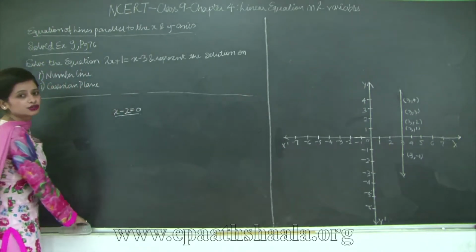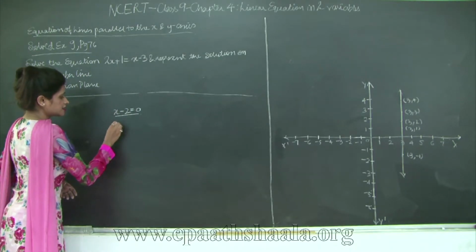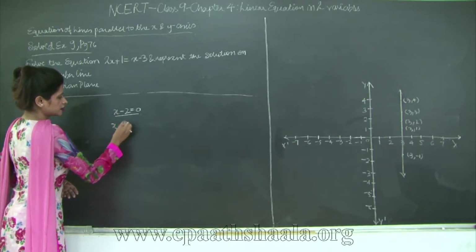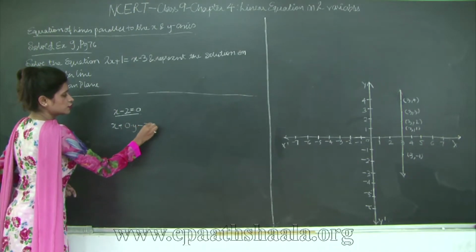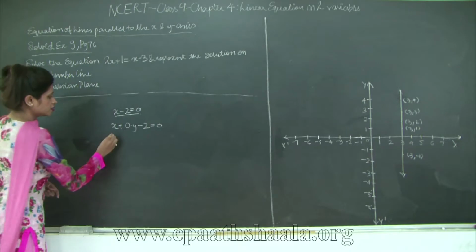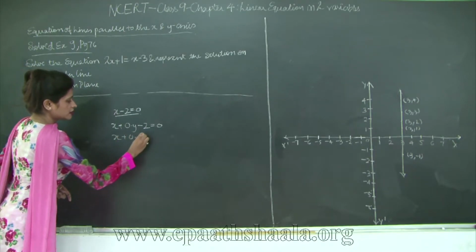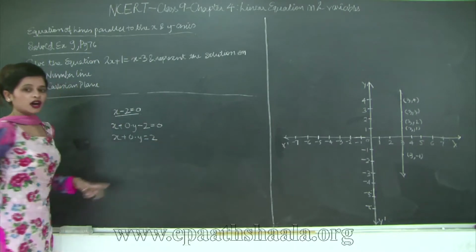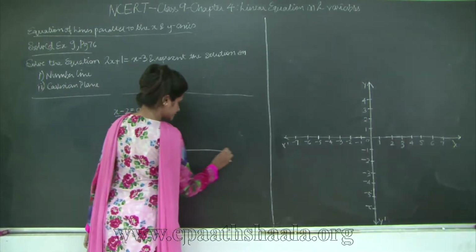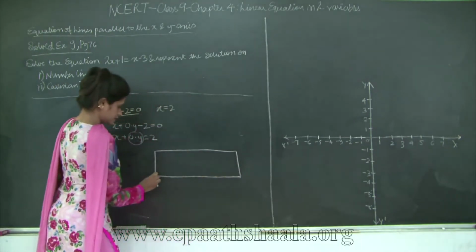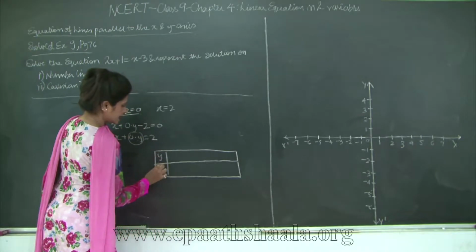But how about I express this equation as a linear equation in two variables? I can write this as x plus 0 into y minus 2 is equal to 0, right? So this will be x plus 0 into y is equal to 2. Now we will have infinite solutions. So I'll draw my table first, with y first and x later.